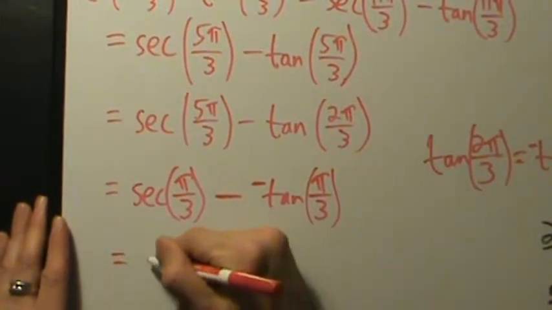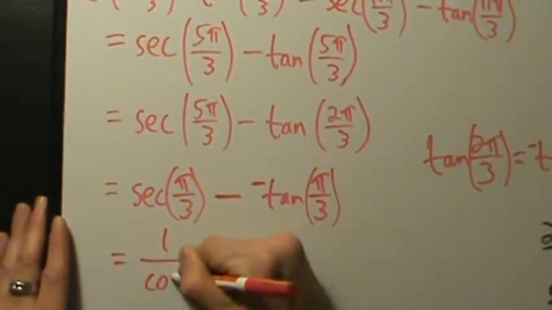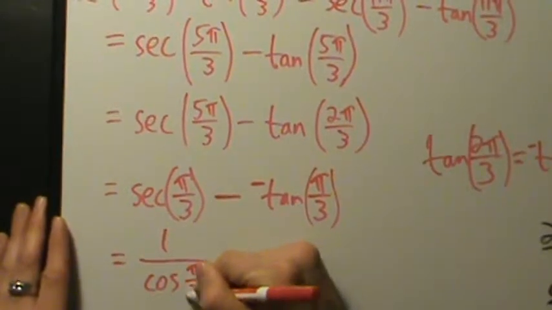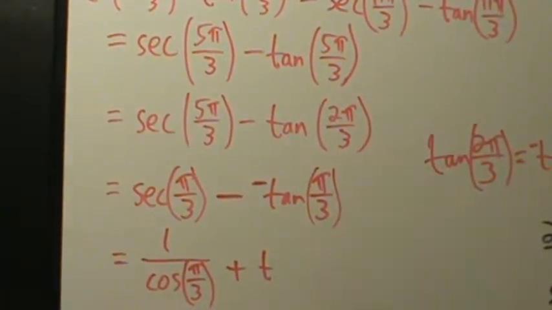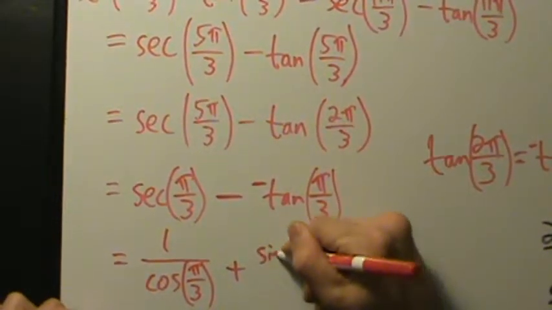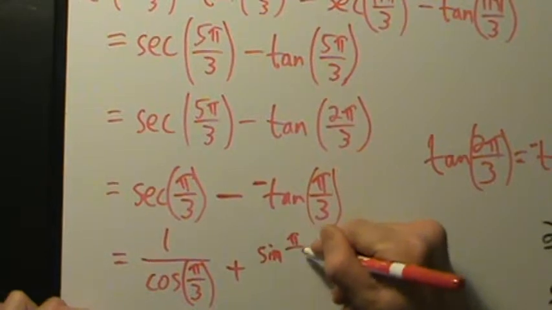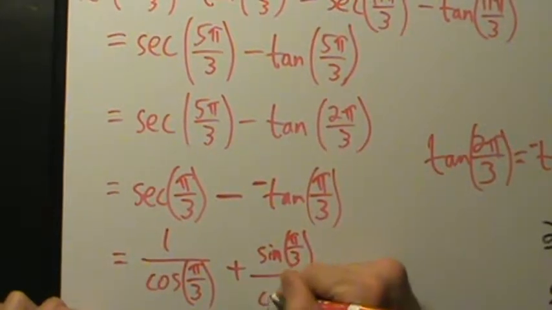So continuing with this then, secant of pi over 3. Now you might not remember that, but remember that that's the same thing as 1 over cosine of pi over 3. And then minus negative means plus, so plus tangent of pi over 3. And again, you might not remember that right off the top of your head, but you definitely want to keep in mind that tangent is sine over cosine.